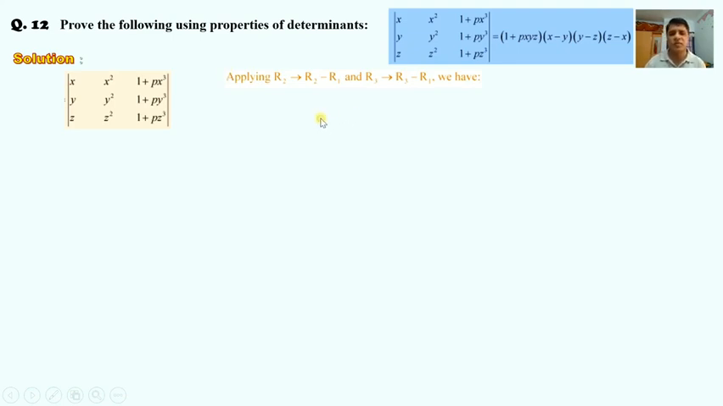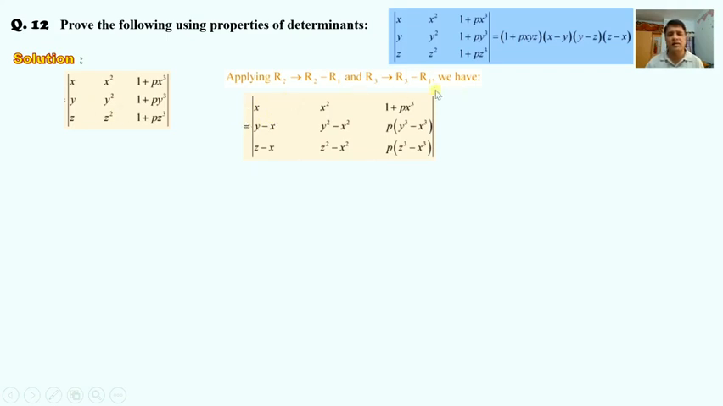So let us see what happens next. When we give this operation, we have this determinant. As you can see, we haven't said anything about R1, so R1 has not changed.